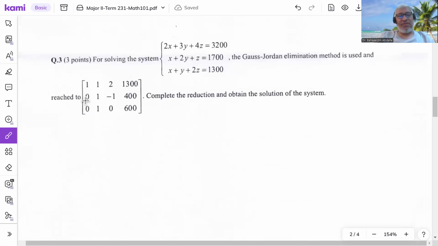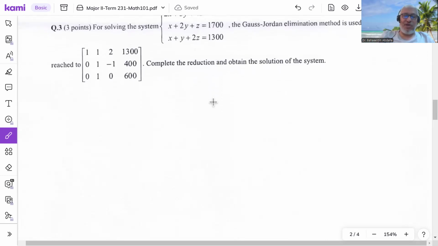For solving the system, the Gauss-Jordan elimination method is used and reached this matrix. So he started by writing the augmented matrix and worked with it through some steps until he reaches this one. The question is: complete the reduction and obtain the solution of the system. So what do we have here? We have 1, 0, 0. So what is the next step?